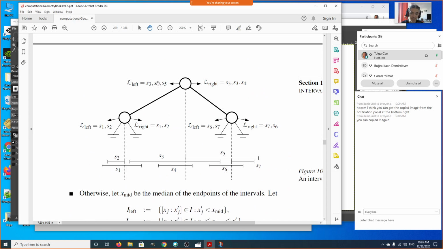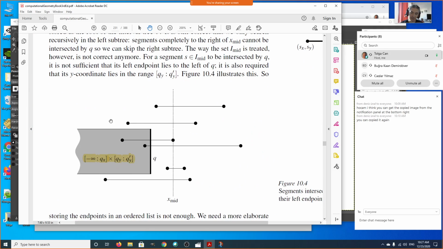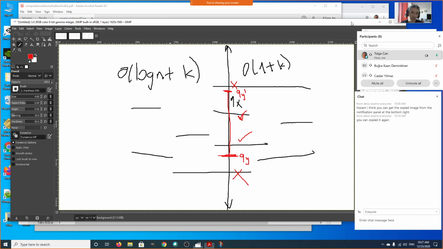So this L left and L right could be replaced by 2D range trees built on the left endpoints and another 2D range tree built on the right endpoints. So I'm going to have two 2D range trees as the associated structures, and I'm going to make this query to report the ones that intersect this left boundary. I will be able to do it in log n time, which will at the end give me an O(log square n plus k) time algorithm.